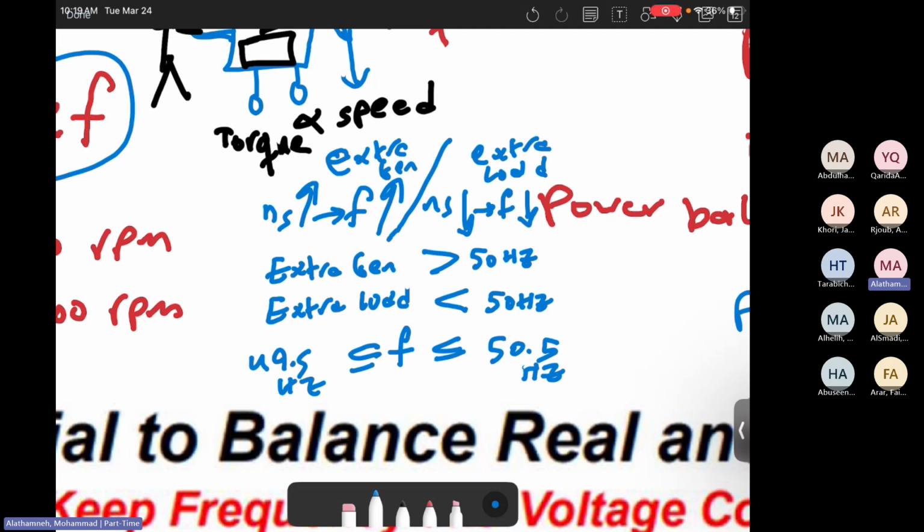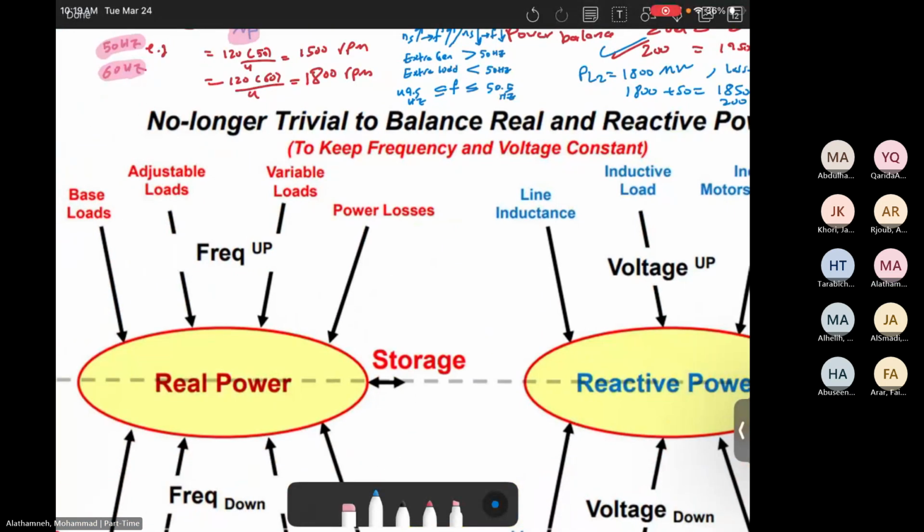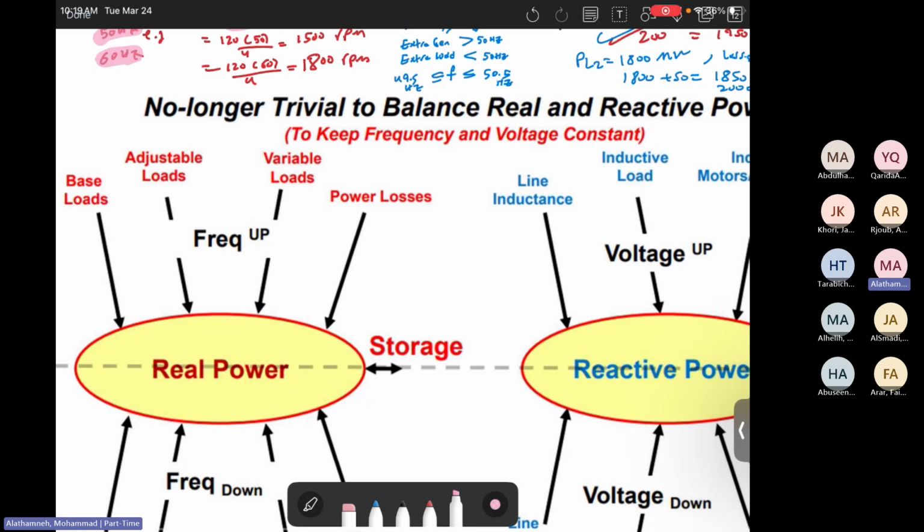But basically, when you go to the control room, you will see very slight changes, maybe 0.1 or 0.01, at most 0.1. But in the case of contingency analysis or emergencies, 0.5 hertz can be allowed. Okay. Now, as I said, the real power is associated with the frequency.